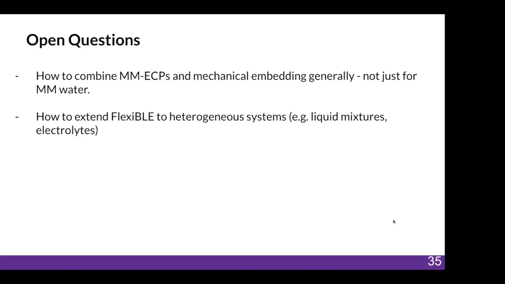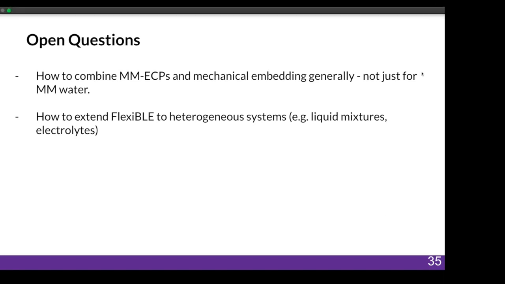I'd like to end on these open questions. How do we combine MMECPs and mechanical embedding generally, not just for water? So how do we do this rescaling of Lennard-Jones parameters in a more automated fashion for systems with more than just water? And how do we extend flexible to heterogeneous systems wherein we have more than just a single type of solvent molecule in our environment? So this is going to include liquid mixtures as well as electrolytes in our solvent environment. With that, I'll take any questions.